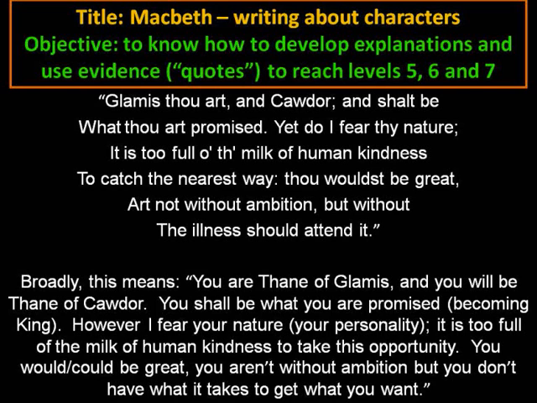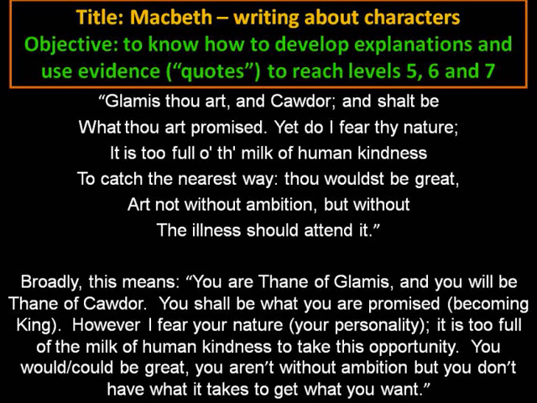Broadly this means, you are Thane of Glamis, you will be Thane of Cawdor. You shall be what you are promised, which is to become king. However, I fear your nature, your personality, if you like. It's too full of the milk of human kindness to take this opportunity. You would or you could be great, and you aren't without ambition, but you don't have what it takes to get what you want. Now that we understand the meaning behind those words, we'll transform it into a paragraph.